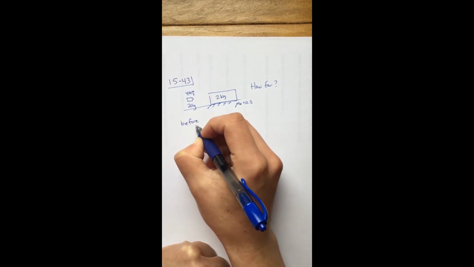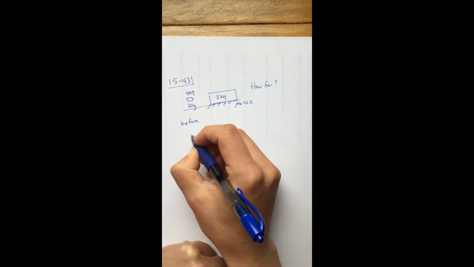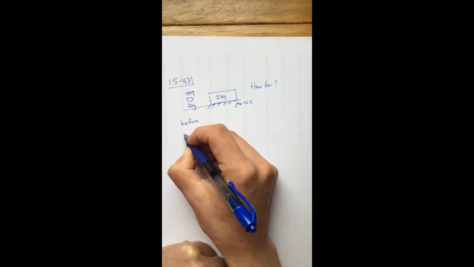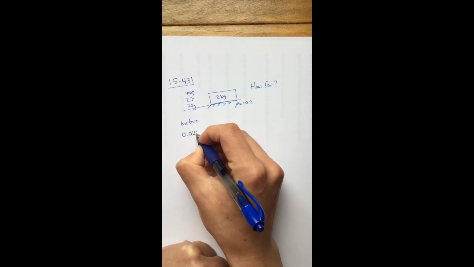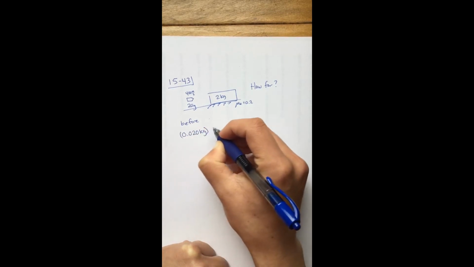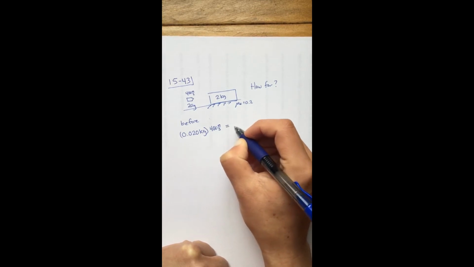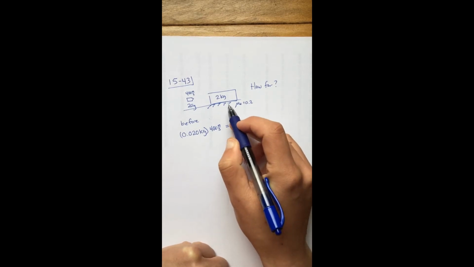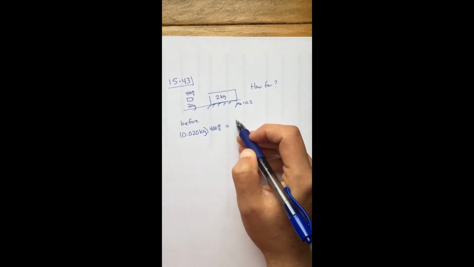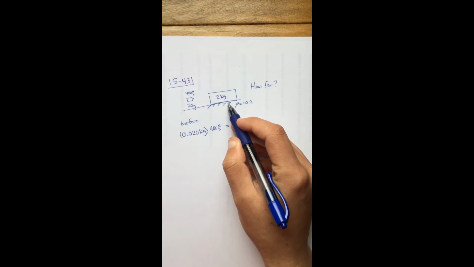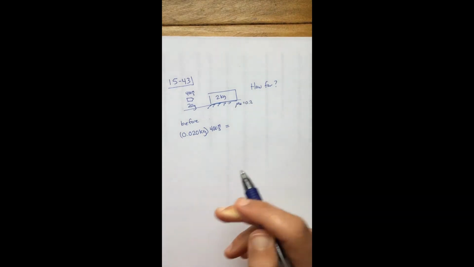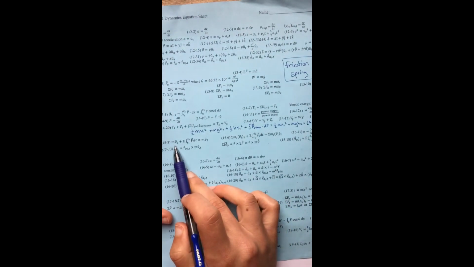Before the collision, it's just the bullet that's moving. So we have the mass of the bullet, which is 0.020 kilograms, times the velocity of the bullet. This is the initial momentum. Now, as long as I'm stopping right when the collision happens, I don't have any kinetic friction because the block hasn't started moving yet. So my impulse momentum relationship, I have initial momentum plus impulse is equal to final momentum.